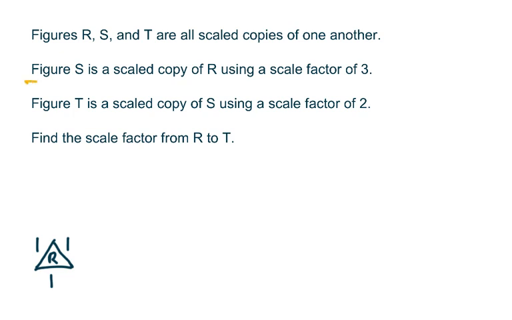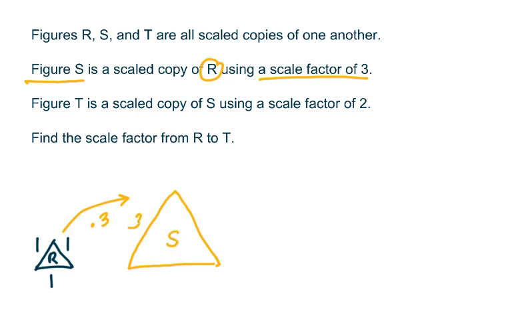From here, it says figure S is a scaled copy of R. We're using a scale factor of 3. So I'm going to multiply each of the side lengths by 3. And when I do, I'll have a triangle with side lengths of 3, 3, 3. So this is figure S, and it has side lengths 3, 3, and 3.